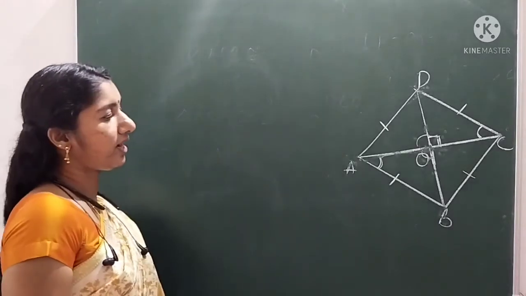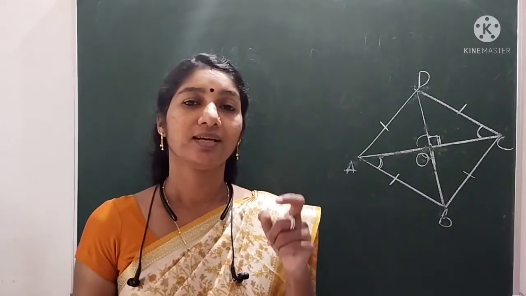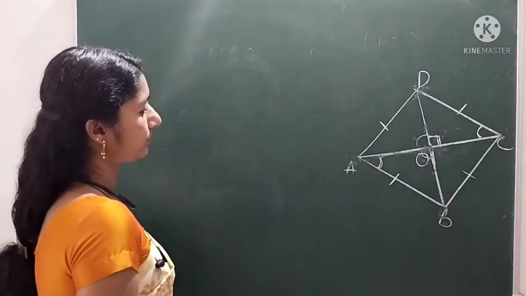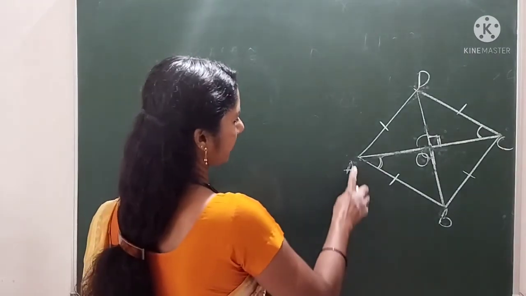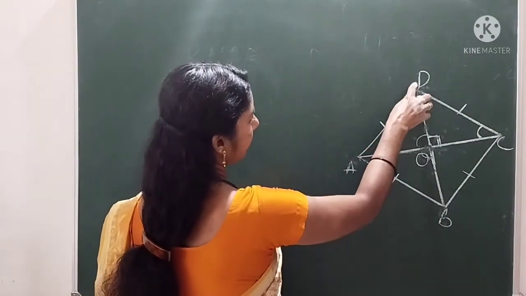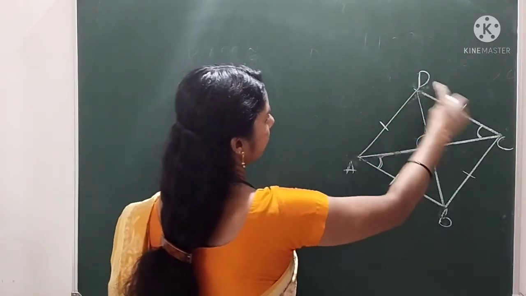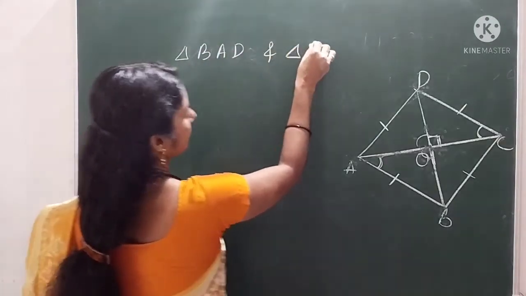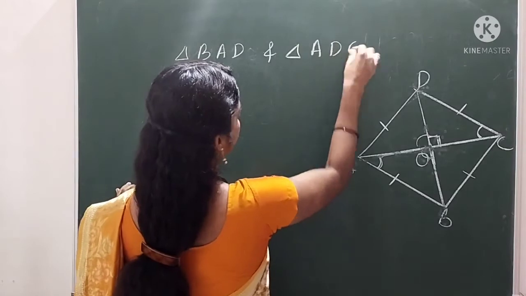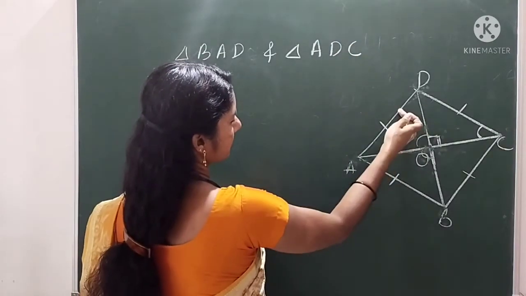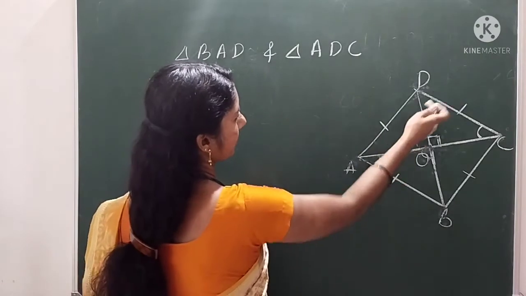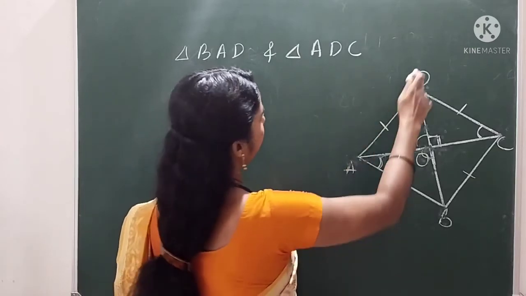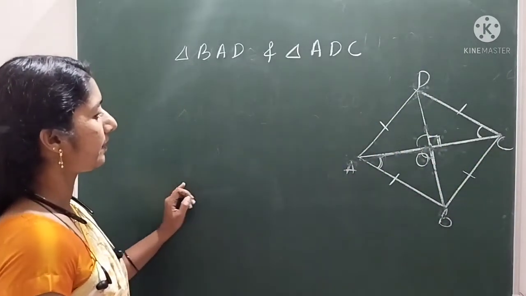Then we have one more thing to prove, that one angle should be 90 degrees. Then only will it become a square. So for that what can we do? We need to consider triangle BAD and triangle ADC. That means we need these two angles, BAD and ADC. What can you say about those two triangles?